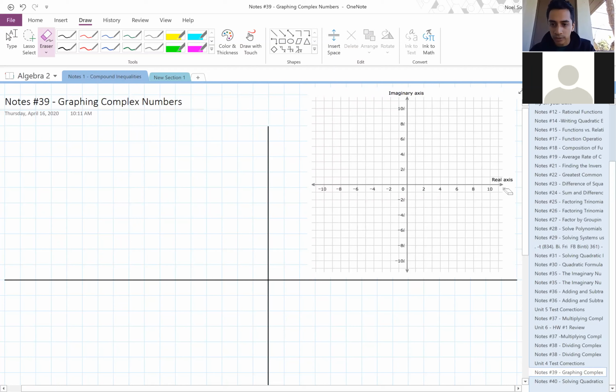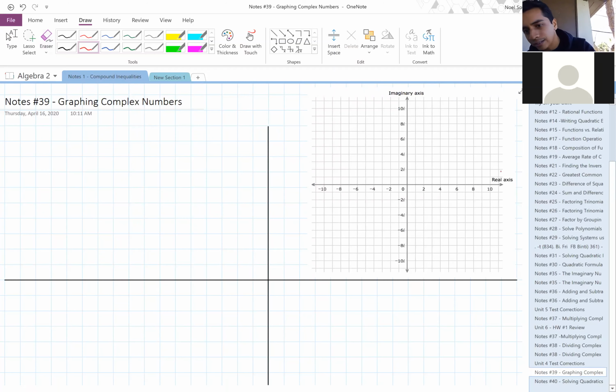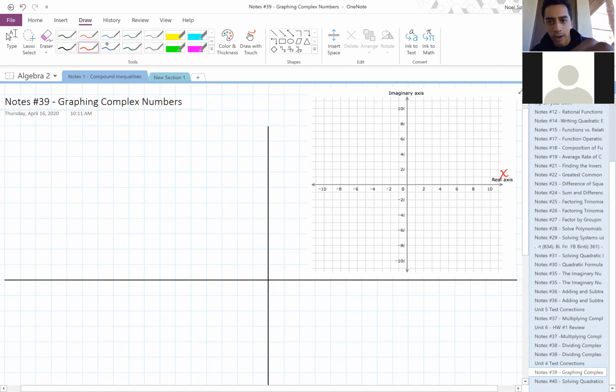The only difference now is that where the x-axis used to be, that's now the real axis. And where the y-axis used to be is now the imaginary axis. So I want you to think about them in that sense: your x-axis is your real axis, and your y-axis is the imaginary axis.